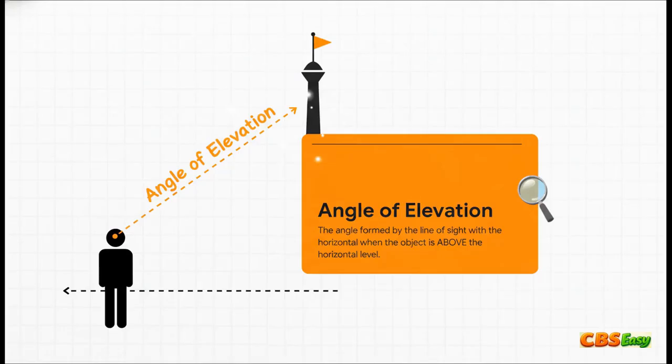So what happens when that object is above you? Well, you have to look up, right? You tilt your head. The angle that gets formed between your normal, straight-ahead view, the horizontal, and your new upward line of sight, that's what we call the angle of elevation. Simply put, you are elevating your gaze.